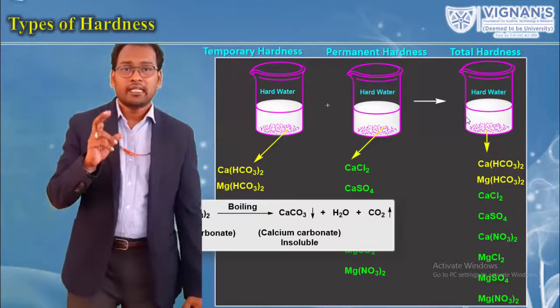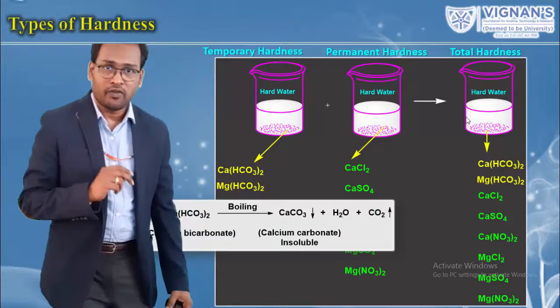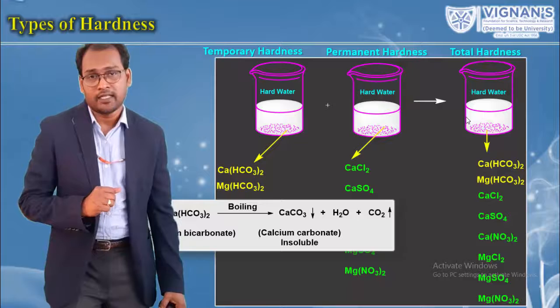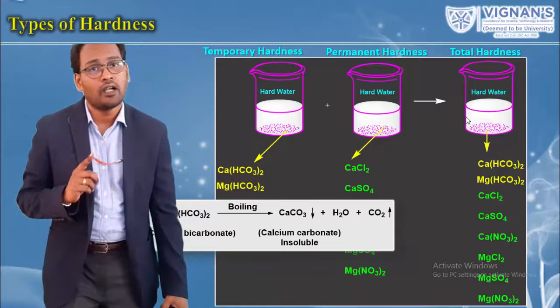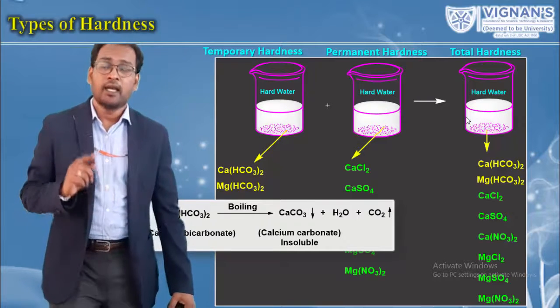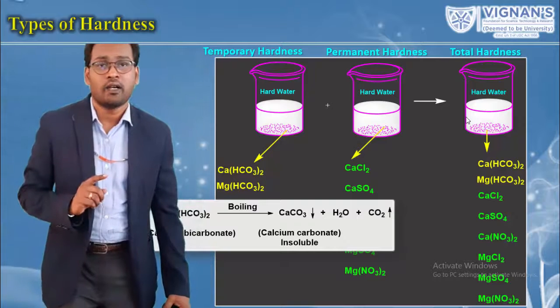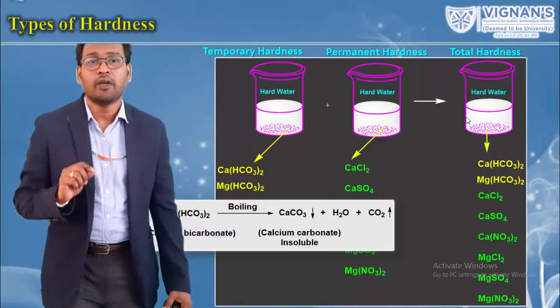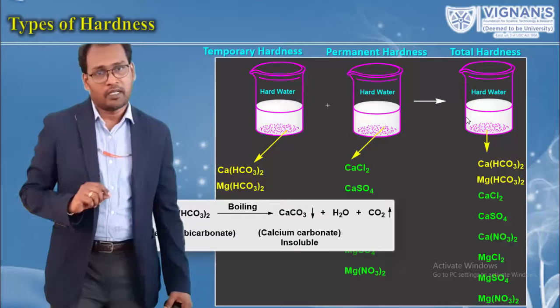Then we saw the types of hardness, two types. One is temporary hardness, the other is permanent hardness. Temporary hardness is also called carbonate hardness, and permanent hardness is also called non-carbonate hardness. The name comes from the components present in it.